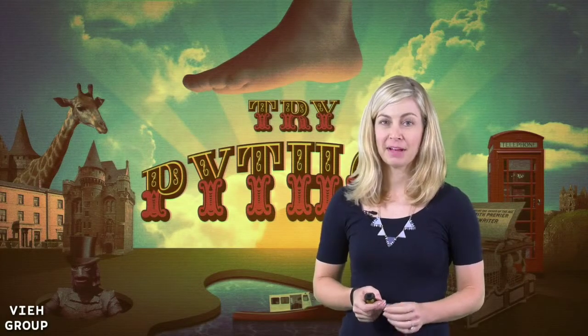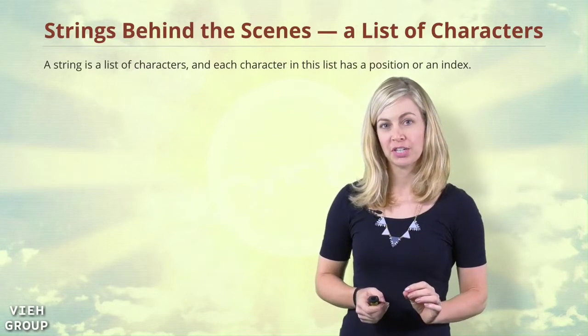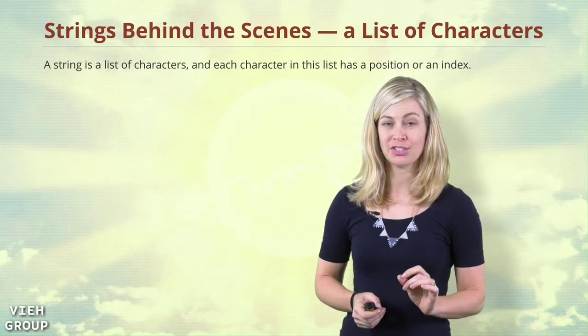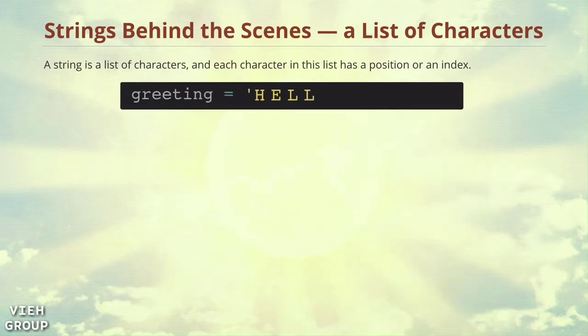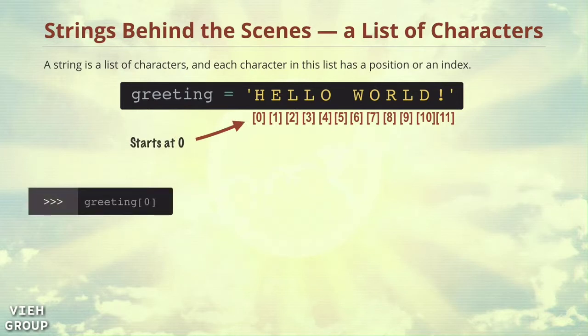Welcome back. Behind the scenes, strings are a list of characters, where each character has an index or a position numbered starting from 0. Here we see the string greeting is "hello world!" We can get the character at index 0 by writing the variable name greeting, square brackets, and the index 0, which gives us the character H.